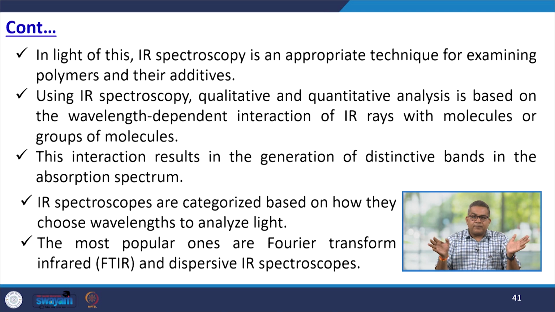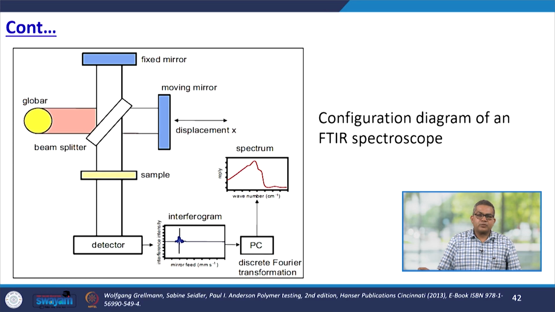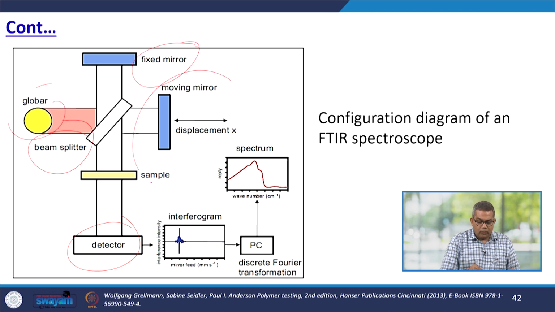Now, this interaction results in the generation of distinctive bands in the absorption spectrum, and IR spectroscopes are categorized based on how they choose wavelengths to analyze the light. The most popular ones are the Fourier transform infrared and the dispersive IR spectroscope. This is the configuration diagram of an FTIR spectroscope. There are detectors, beam splitters, glober, flux mirror and moving mirror. So, this is the anatomy of FTIR spectroscopy.